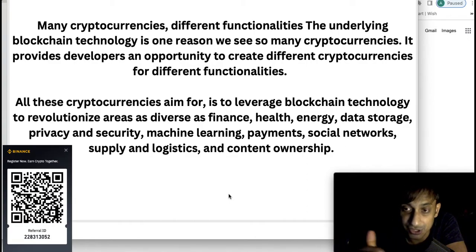As I told you, just the way you have different websites. Amazon is for e-commerce, right? Facebook is for social media. So you cannot say we already have one website, why do we need another website? Similarly, cryptocurrencies are utilizing this blockchain technology to assist in different areas of human life. All these cryptocurrencies aim to leverage blockchain technology to revolutionize areas such as finance, health, energy, data storage, privacy, security, machine learning, payments, social networks, supply, logistics, content ownership.